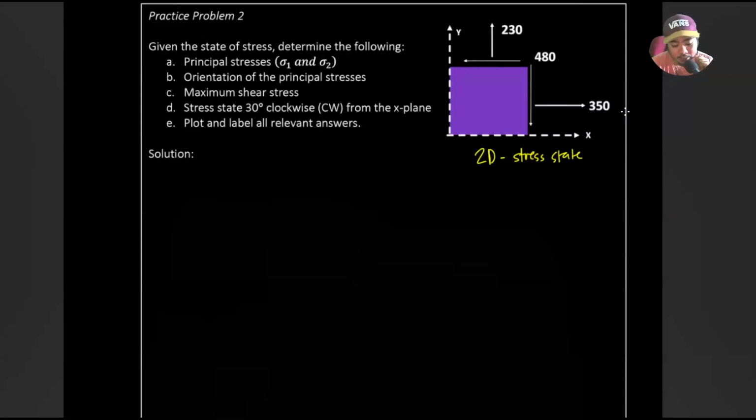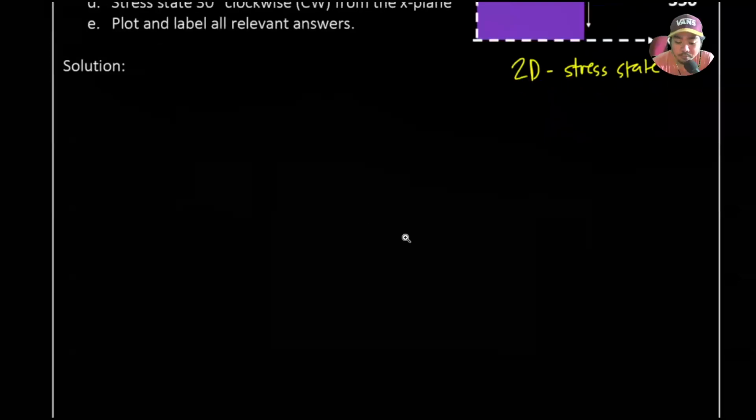Then we are to find the following values: first the principal stresses, the orientation of the principal stresses, then the maximum shear stress, then the stress state 30 degrees clockwise from the X plane. And we are to plot and label all relevant answers. So for a 2D stress state, what is the easiest way to do this? What do you think?